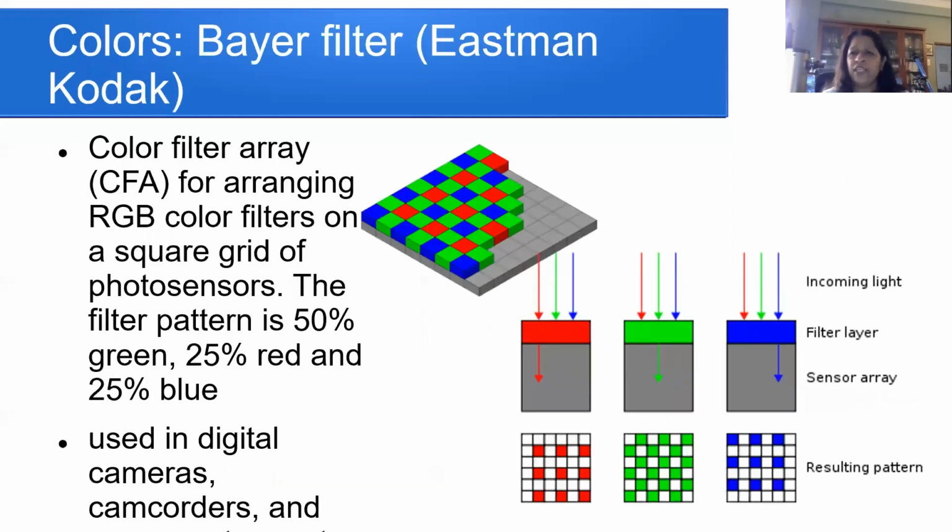Now, how do we actually get colors in our images? What Eastman Kodak, the company Kodak, did to actually get colored photographs was to use something called a Bayer filter. A Bayer filter is basically a square grid of photo sensors, right? And these photo sensors are sensitive in different wavelength regimes, right? For example, the green one is more sensitive to green, the red to red, blue to blue. So you had a grid of these red, green and blue sensors.